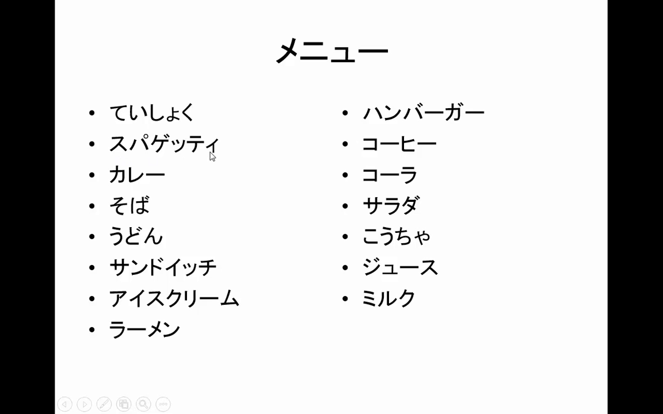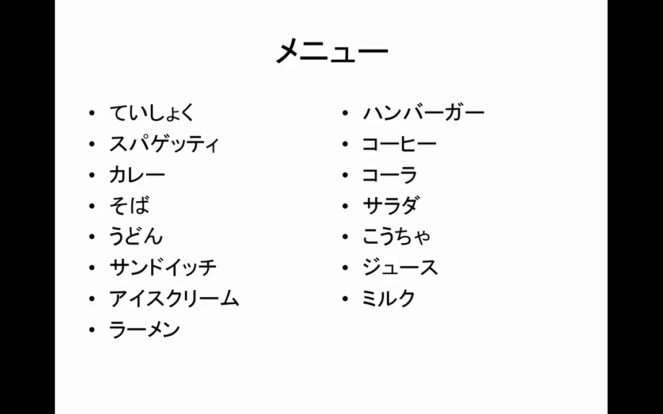Teishoku. Okay, this one is? Spaghetti. Exactly what do you think it is? Kare, curry, right? Soba, buckwheat noodles. Udon, wheat noodles. Sandwich. Sandwich. Yes. Okay, under sandwich, I lost my cursor. Ice cream? Ice cream. Yes, American favorite, right?